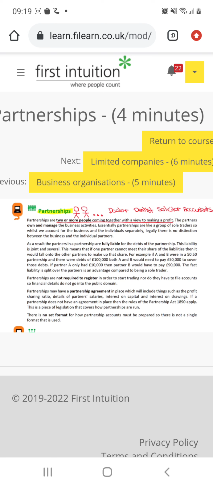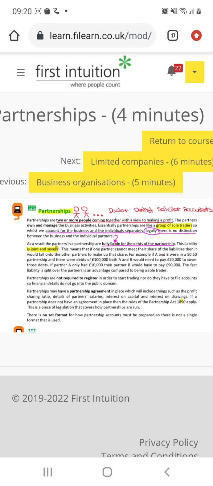Essentially, partnerships are like a group of sole traders. So, in accounting terms, we treat them separately, but legally, once again, the same as sole traders, there's no distinction between the business and the individual partners. So let's have a look at what this means. This means that partners in a partnership are fully liable for the debts of the partnership. We say that the liability is joint and several.